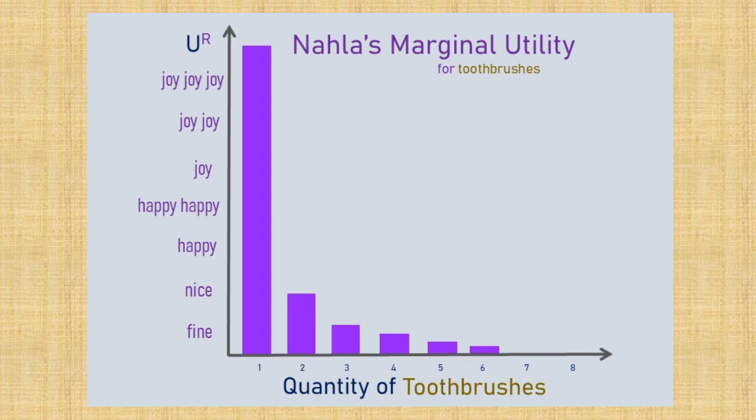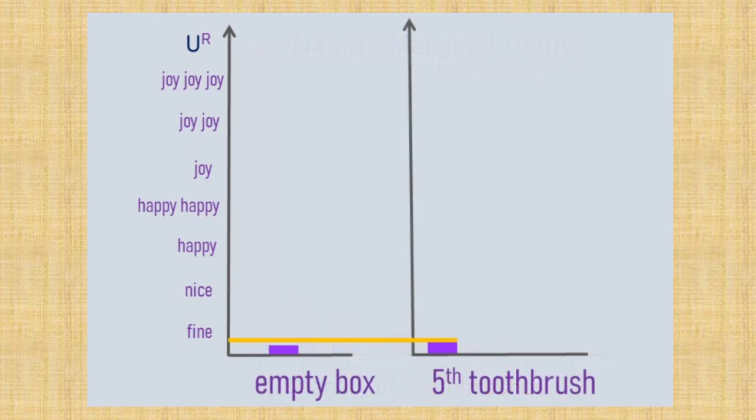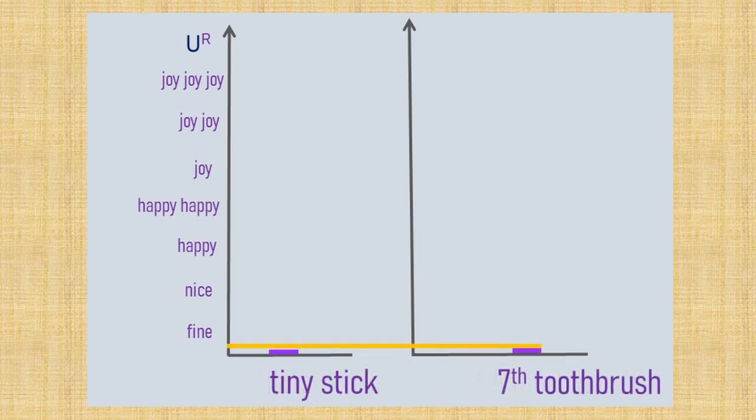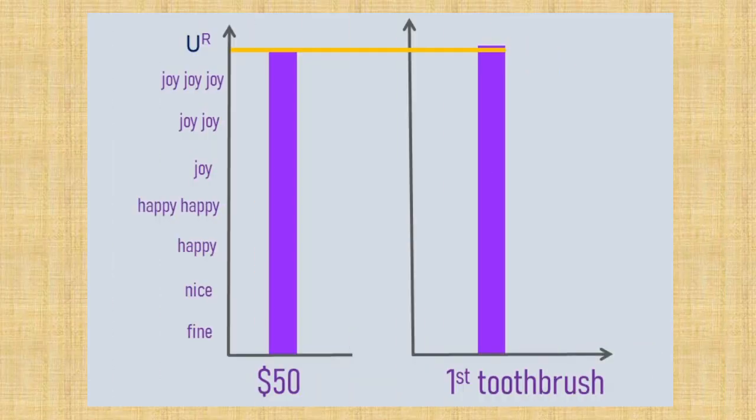We can see that Nala gets a whole lot of utility from that first toothbrush, and it drops off pretty quickly after that. But it takes a while to go to zero. So as long as Nala is getting some utility from each marginal toothbrush, she will be willing to trade something in order to get them. But the amount she will be willing to trade is smaller and smaller for each toothbrush. So you can see that if she is willing to trade $50 for that first toothbrush, she isn't also going to spend $50 for a second toothbrush.